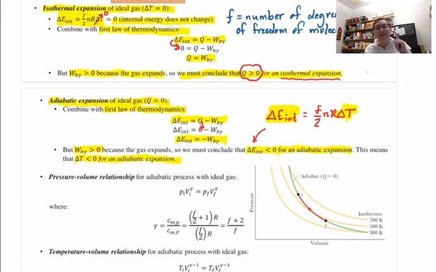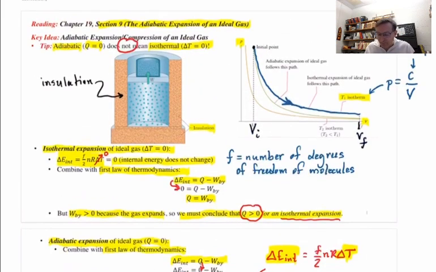It can't be isothermal. Absolutely cannot. If it is adiabatic, it cannot be isothermal. If it's an adiabatic expansion, the temperature will go down. Let me show you that back up on that PV diagram.